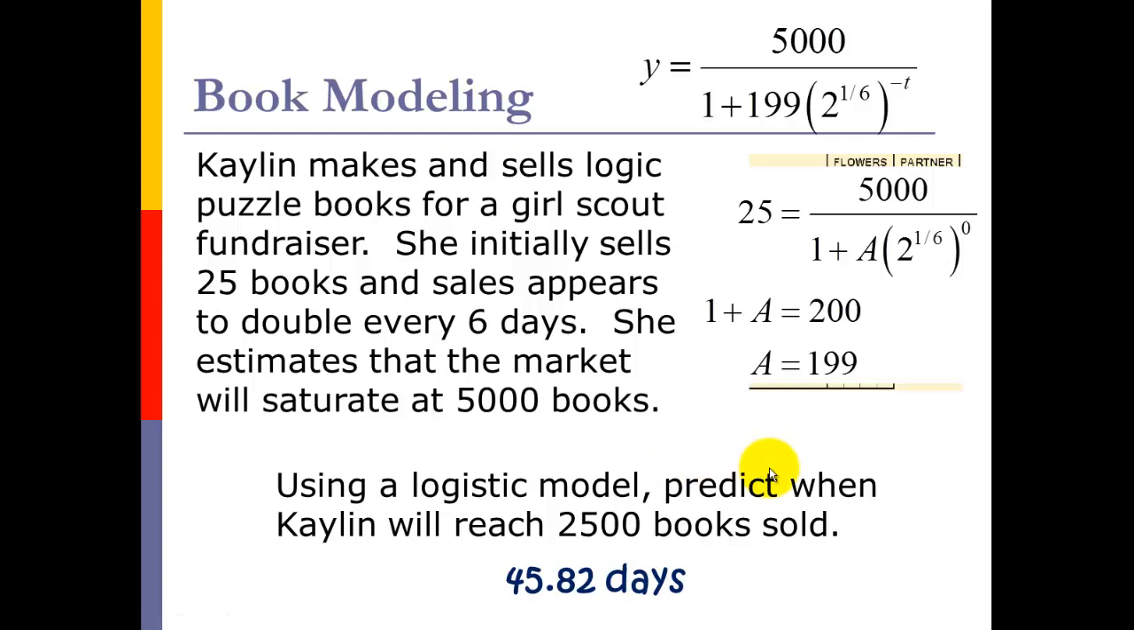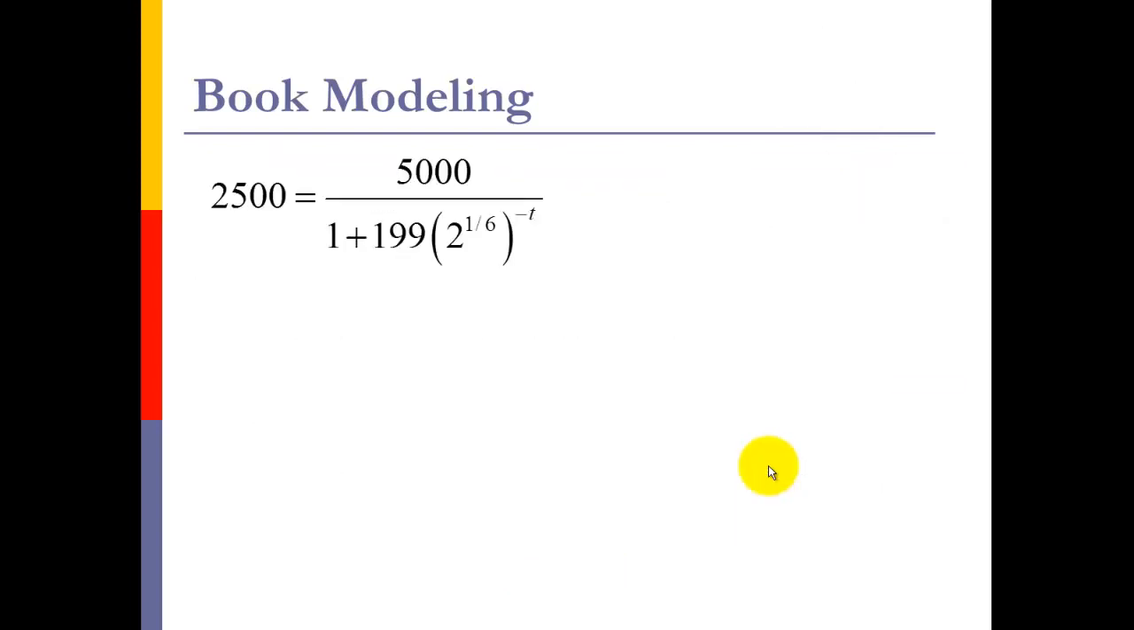So now, how did I get that 45.82? Well, let me show you the algebraic steps of how we got that. Okay, first thing I do is I make my equation. I set it equal to 2500. And then my next step is I'm going to do that cross multiplication.